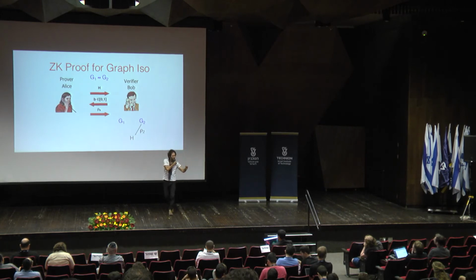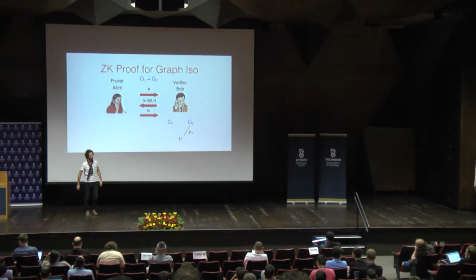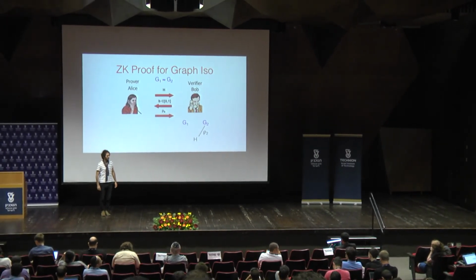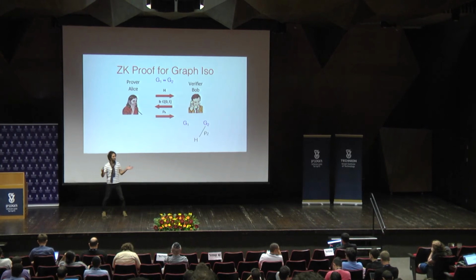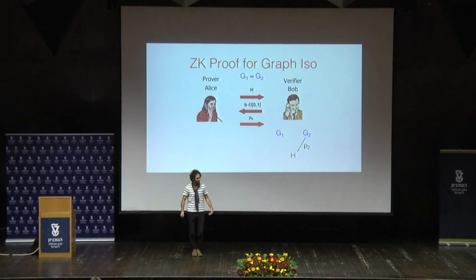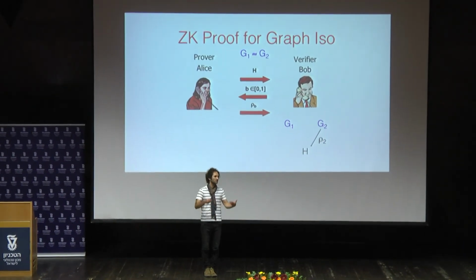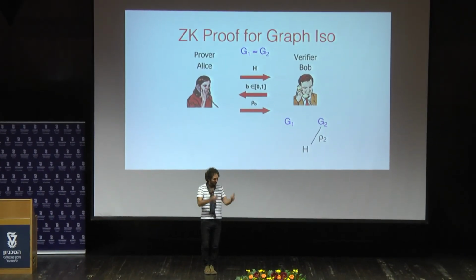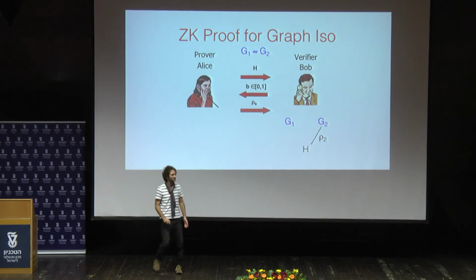Isomorphism means that there is a way to relabel G1 to G2. If I relabel G1 to G2, I can relabel G2 to G1. That's not the isomorphism. I'm trying to understand what you're proving here. I want to prove that these two graphs are isomorphic. What it means for them to be isomorphic is that I can apply a permutation to the labels. Can I relabel the nodes such that if I do that, I get the second graph?